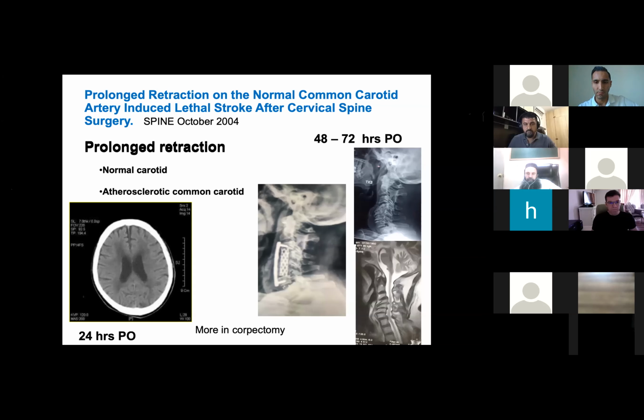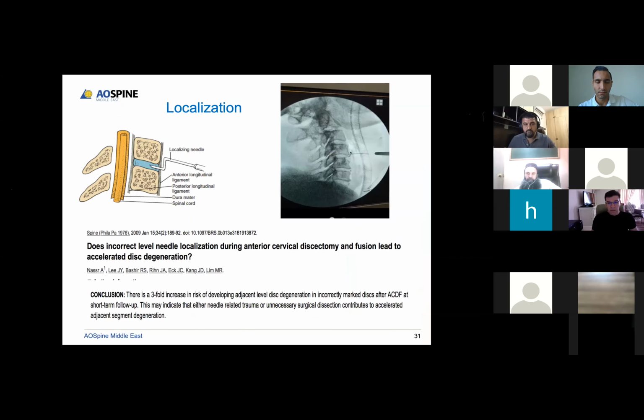Localization, again: I use needle localization when I am sure that I have multiple levels, or I am more or less sure about my site, my level. But if I am not sure, I don't use the needle for localization. And this is another published paper showing that incorrect level needle localization may increase the risk of adjacent level disc degeneration in the normal disc levels.